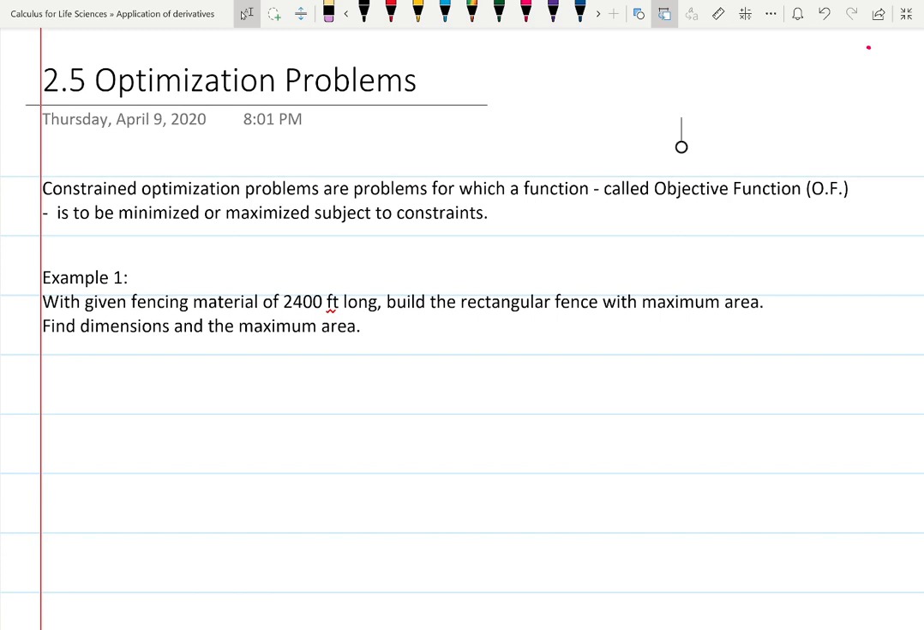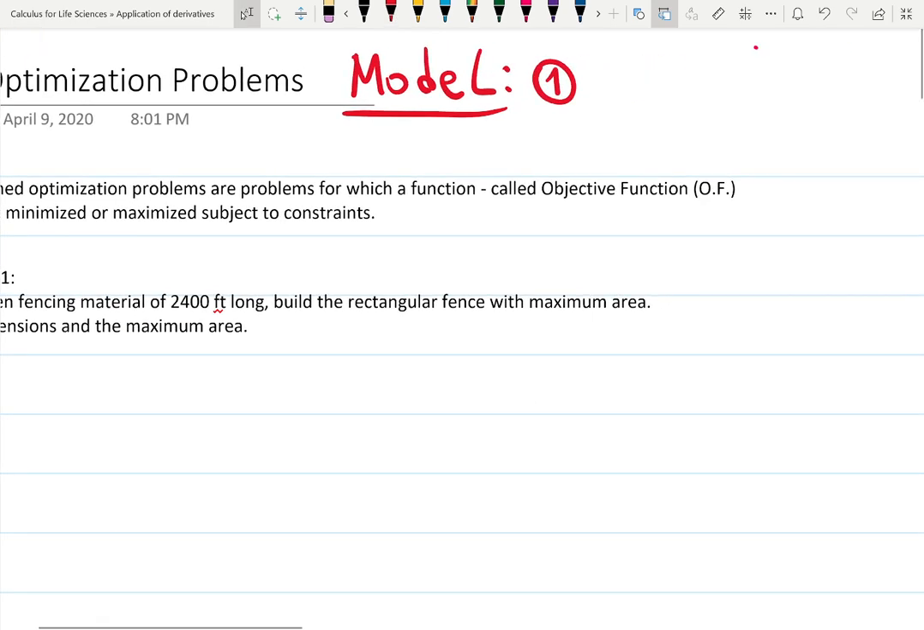Optimization problems teach you how to build a model. Many of you might become modelers: mathematical biology modelers, biological modelers, medical modelers. We have data science modelers. It's pretty cool.